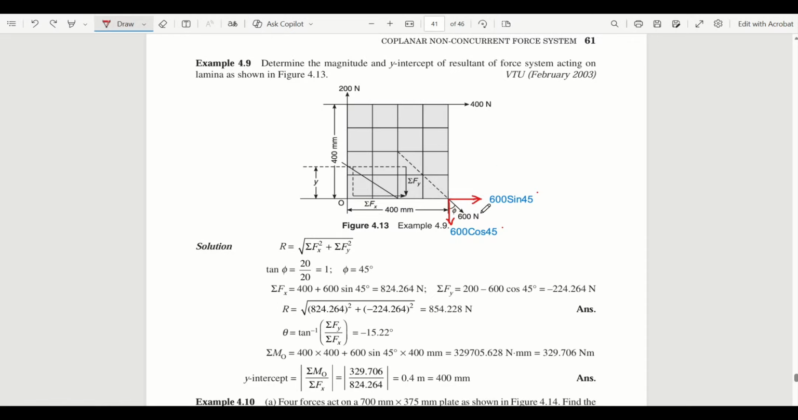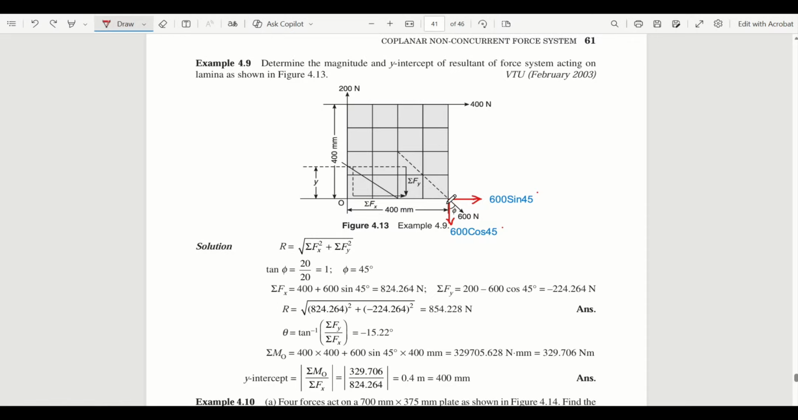Next come to this force. This is moving towards O in clockwise direction. And this doesn't have any perpendicular distance, so we can't consider it. So it will be 0. Okay, 600 sine 45 into 0. You can write it if you want. 600 sine 45 into 0.